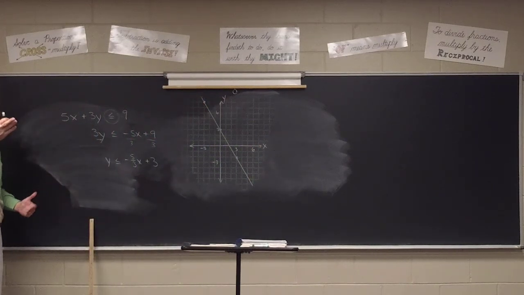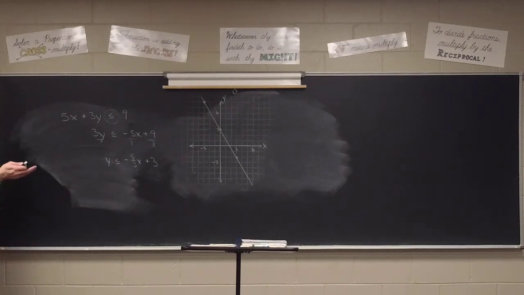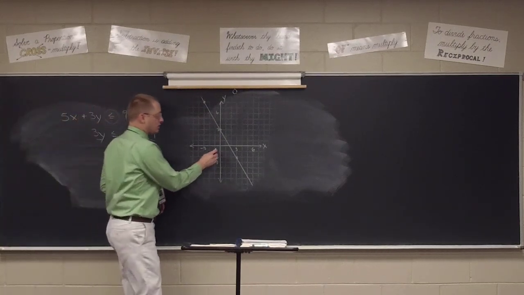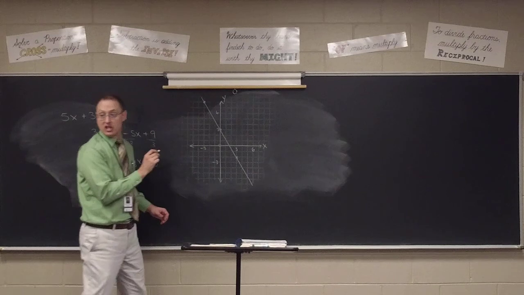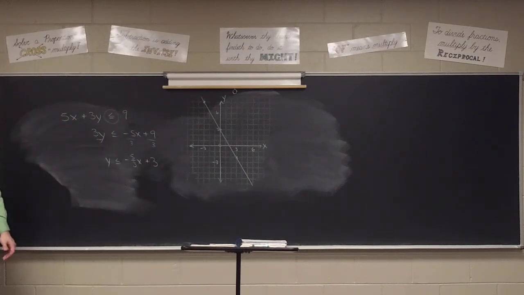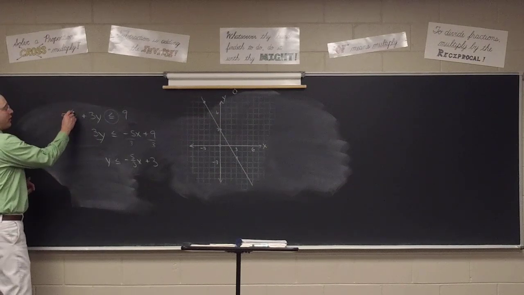How do we know what to shade, Maddie? You pick a test point in general. My recommendation is try this point right here, 0, 0. And let's just see, Brecken, if it works. Now, Brecken's already done the test. Brecken's over there shading. So Brecken already tested 0, 0.